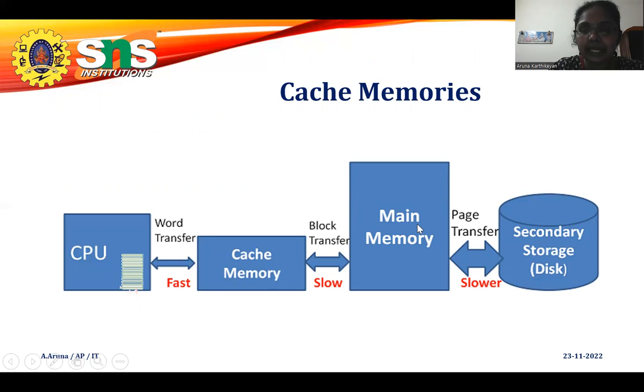Think about how data or an instruction can be transferred. From the processor to the cache memory, a word can be transferred. From cache memory to main memory, a block of data and instructions can be transferred, but the speed is very slow compared to the cache memory. Between the secondary storage and main memory, a page can be transferred. Here the buffer acts as a virtual memory, and here the buffer acts as a cache memory. Compared to this, the page transfer is very much slower.